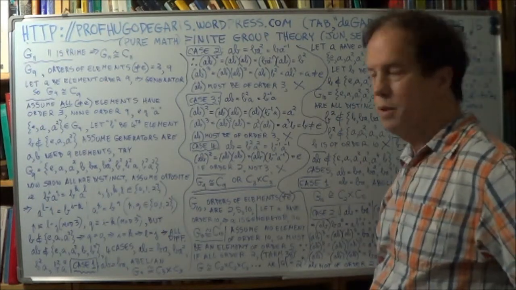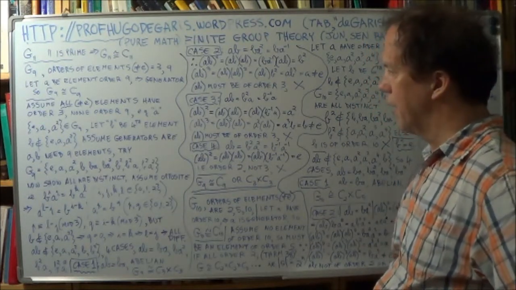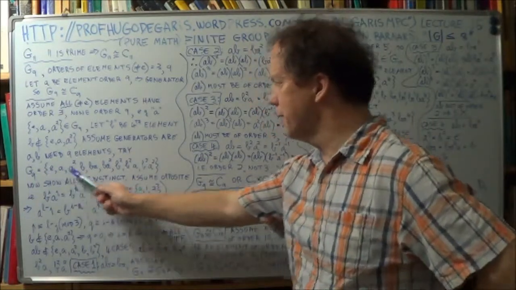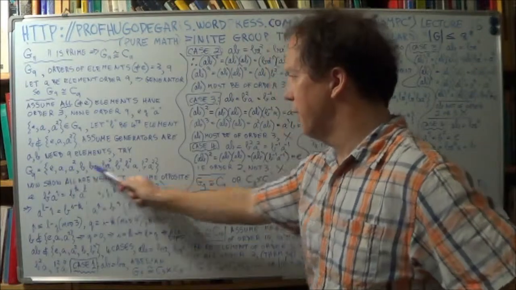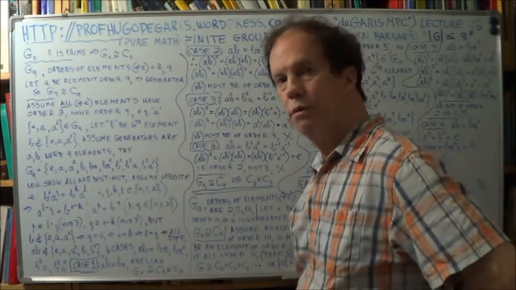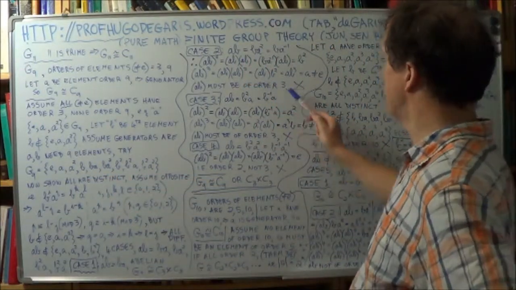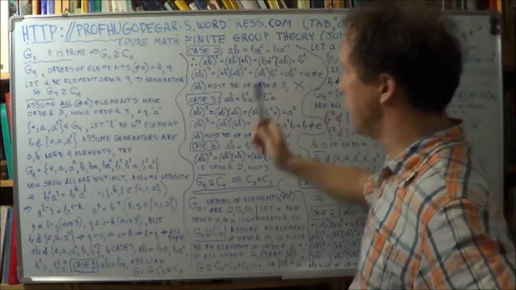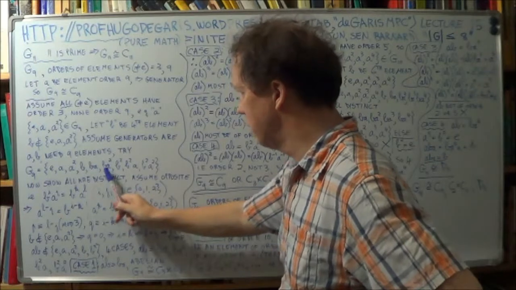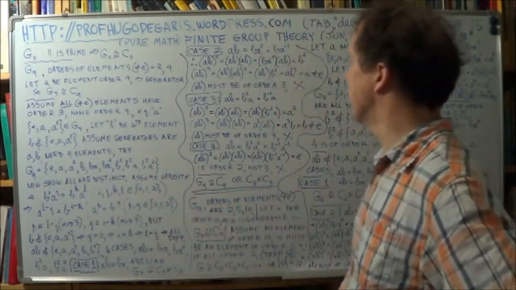That's a contradiction, because we're assuming all these elements, well, except the unit, of course. These other 8 are all of order 3, and we've got a contradiction. So that cannot be true. Right? So AB cannot be BA squared. So kill that one. Kill that possibility. That doesn't work. All right.